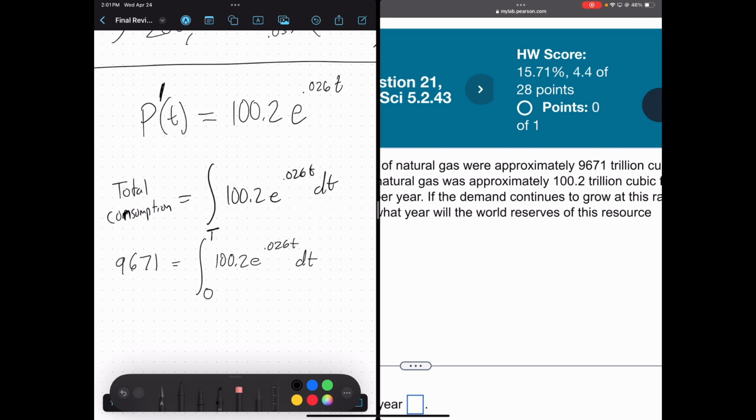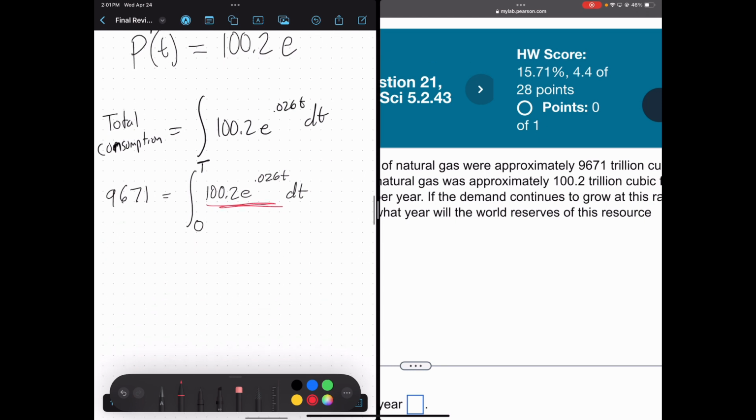Okay. Any questions about how we set this up? It all boils down to the fact that the integral of a rate function gives you that total change. So how would I actually go about solving this? Do I know how to take this antiderivative? Absolutely. That's an antiderivative we can handle. So I get 100.2 over 0.026 e to the 0.026t evaluated from 0 to capital T.